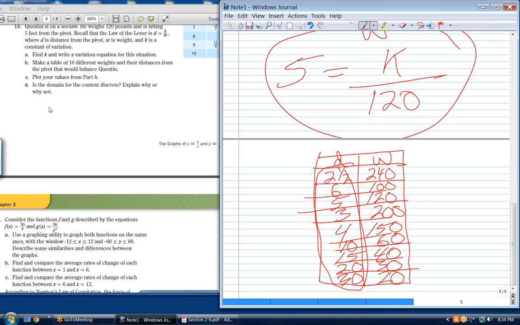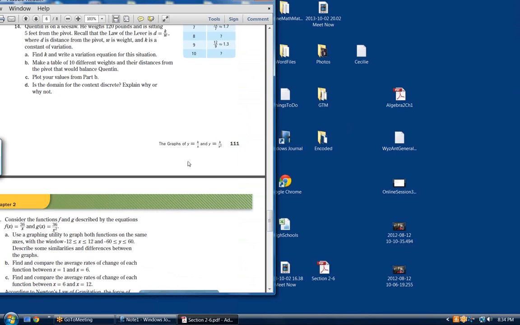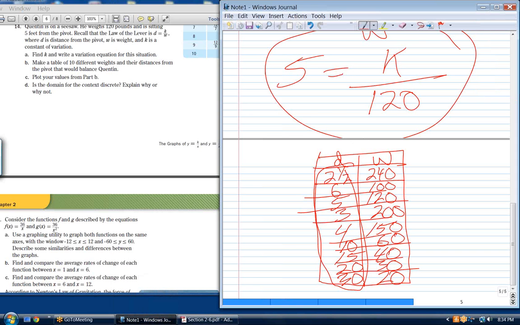I'm not really sure what it means by discrete. Well, it's an unusual question. I'm 95% sure that they mean, is it a whole number? In other words, do my distances from the pivot have to be whole numbers? No, we used 2.5. It worked just fine. So I can pick any number I want on the number line.